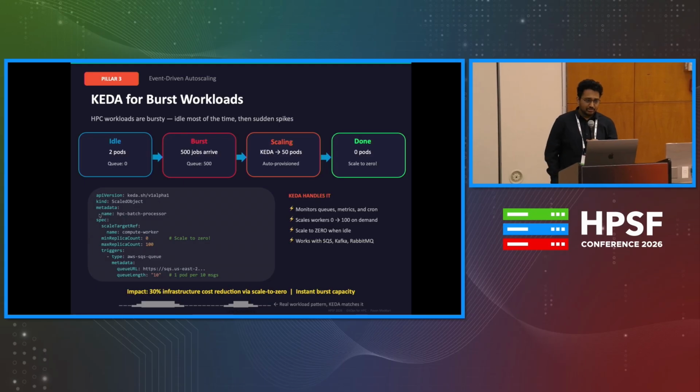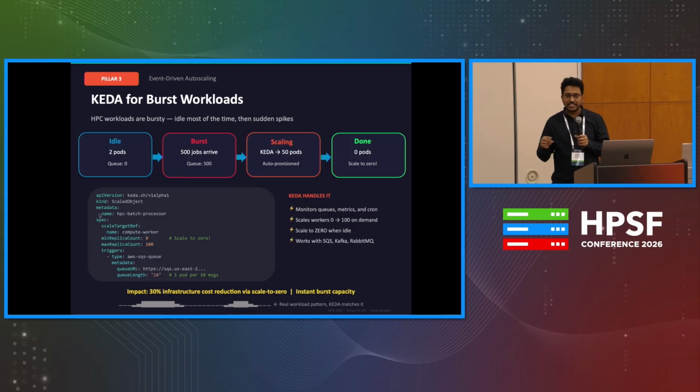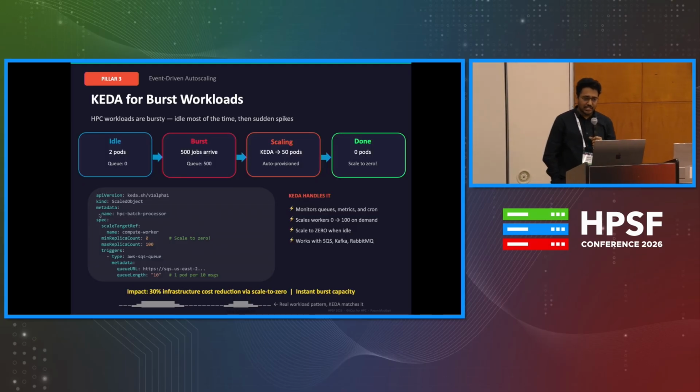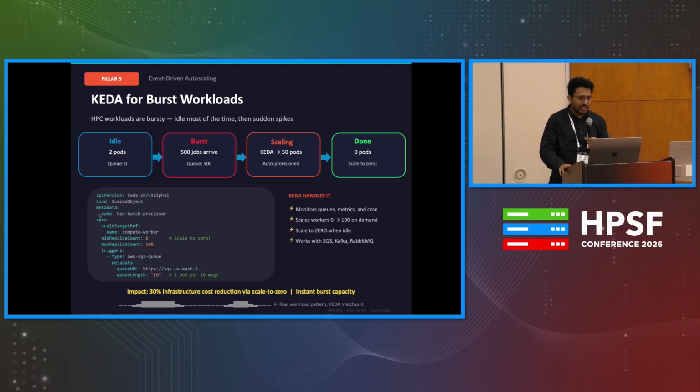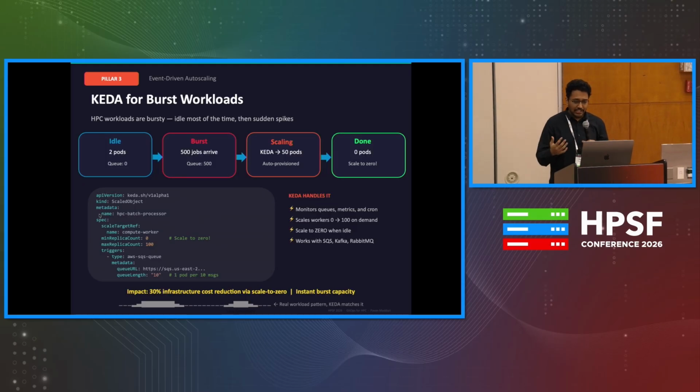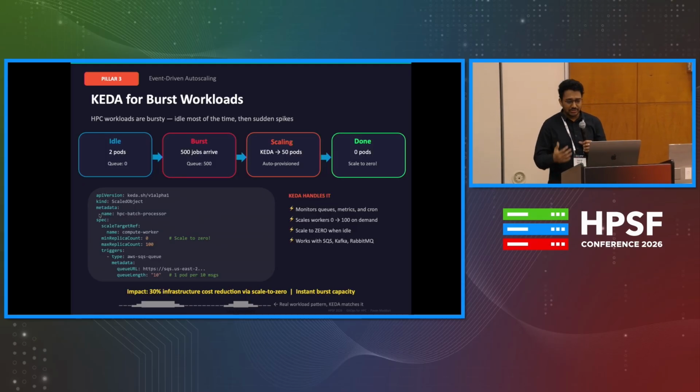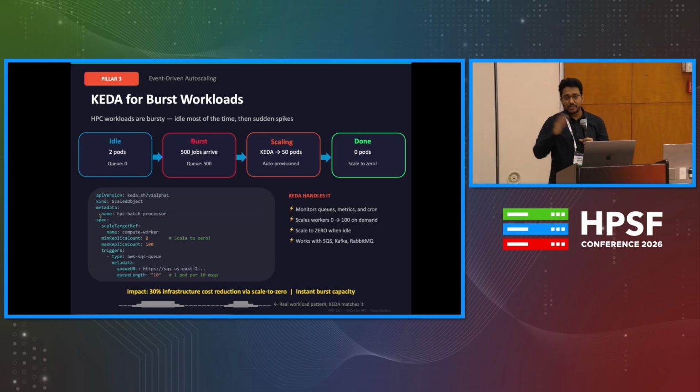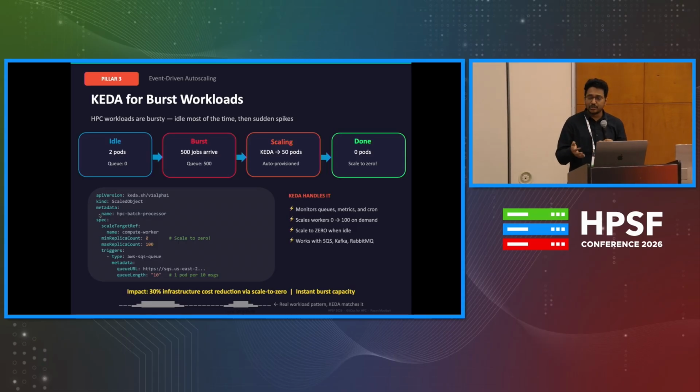So the third pillar I want to focus on is KEDA. KEDA stands for Kubernetes Event-driven Autoscaling. HPC workloads are incredibly bursty, and you might be going from zero queue depth, and suddenly you have 500 jobs arrive, and sometimes it goes down all of a sudden. So KEDA continuously monitors queues like SQS or Kafka. There are multiple operators available right now, and even based on OpenCost metrics, you can do auto-scaling.